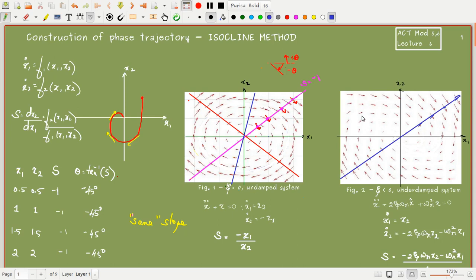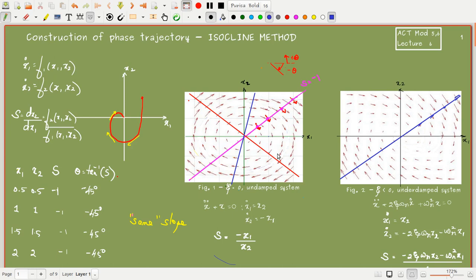For any system we can draw as many isoclines as required. It doesn't mean that all the isoclines are straight lines. Here we got a straight line because we have a linear relation between x1 and x2 with respect to s. We will be dealing with nonlinear systems also, so we may not usually get a straight line. We have to mark all these points and try to join them. It can be a curve also. So this is what is meant by an isocline.